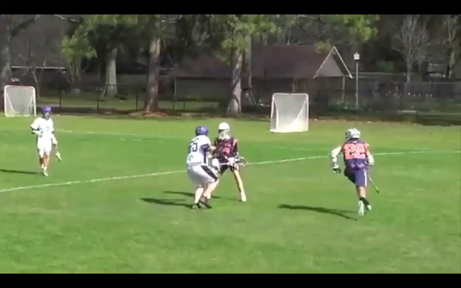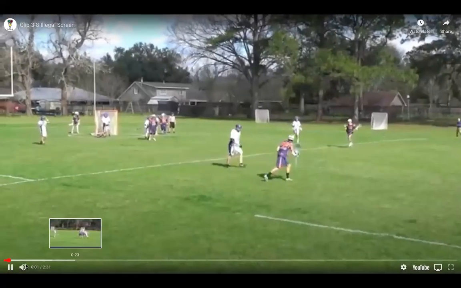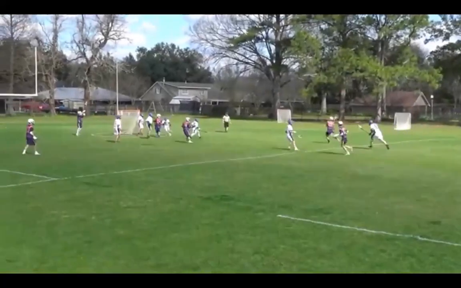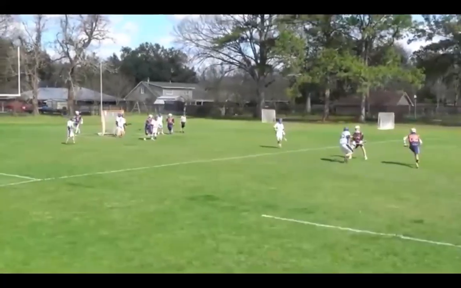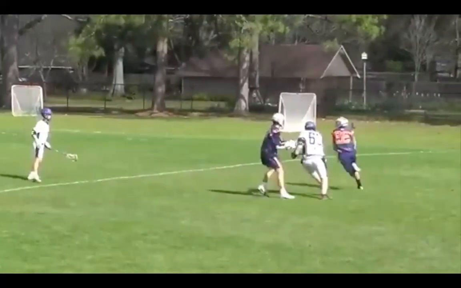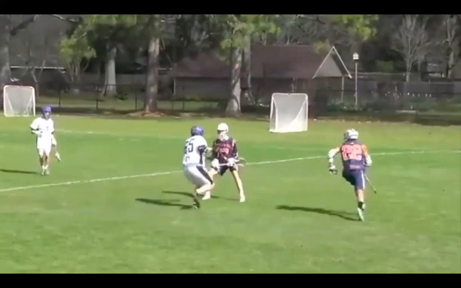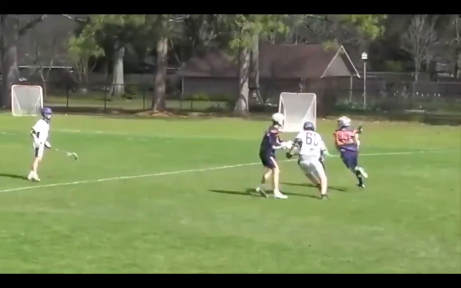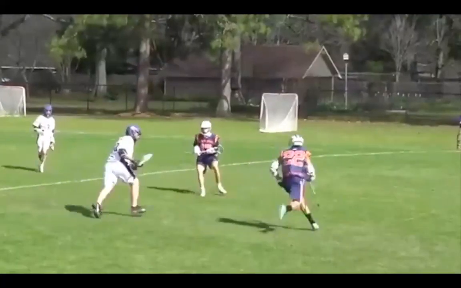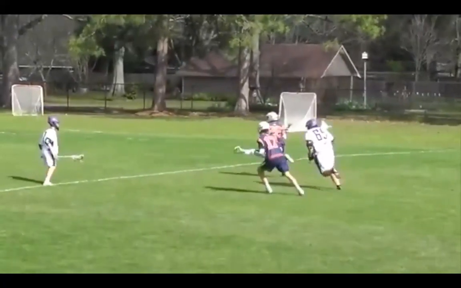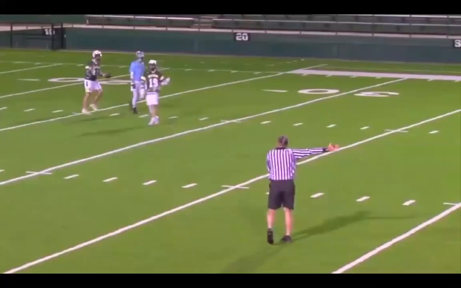So we're going to look at some examples of an illegal screen. Black player goes to set the pick. His stick is not within the frame of his body, and he moves over to make contact. This is an illegal screen. Pretty blatant too. You can see the defender sees him and goes around him, but he still moves to make contact. An illegal screen has occurred.